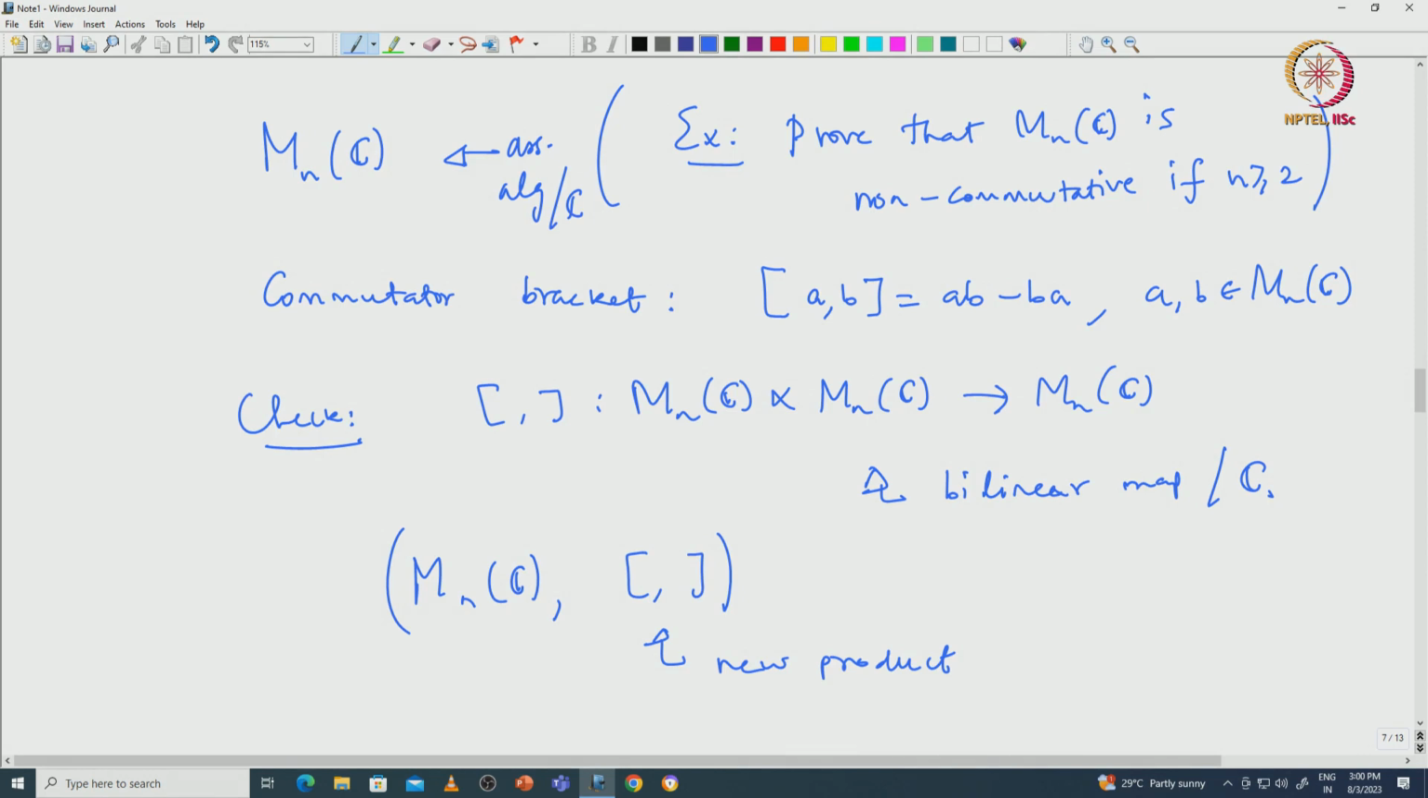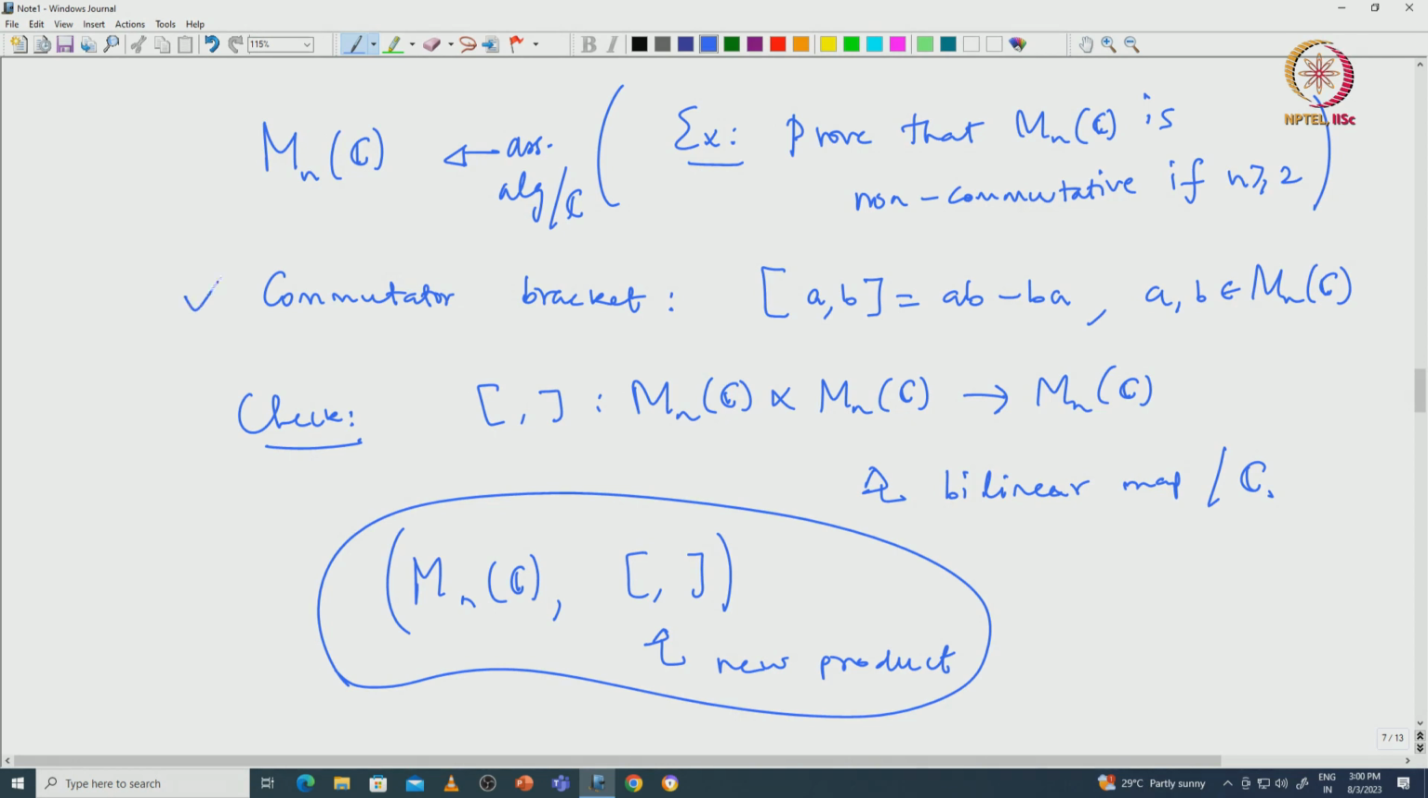So, in some sense, if this new product defines some algebraic structure, and if we could understand what that algebraic structure is, then we could deduce how far Mn of C is from being commutative and so on. Okay. So, that is a very vague goal. But for that we need to understand what kind of properties this commutator bracket satisfies. We will see there are some basic properties that this commutator bracket satisfies, and then we take those properties and use them to define our important algebraic structure called Lie algebras.